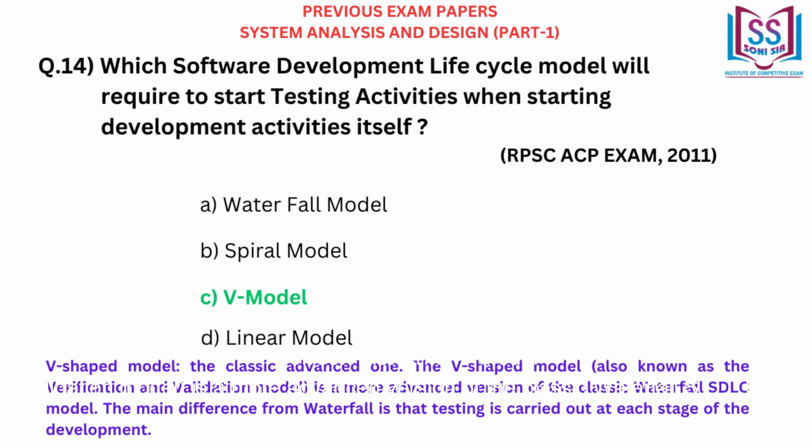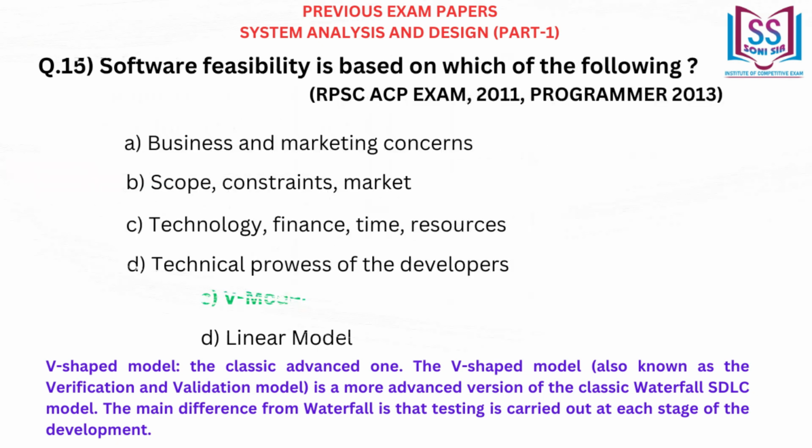V-shaped model, the classic advanced one. The V-shaped model, also known as the verification and validation model, is a more advanced version of the classic waterfall SDLC model. The main difference from waterfall is that testing is carried out at each stage of the development.